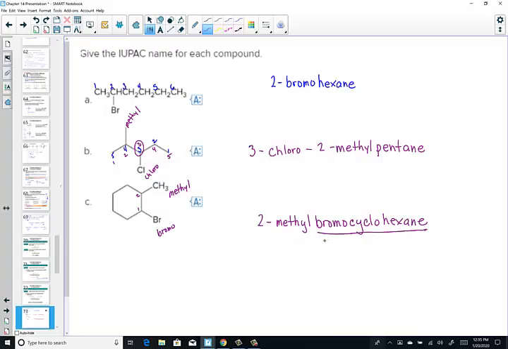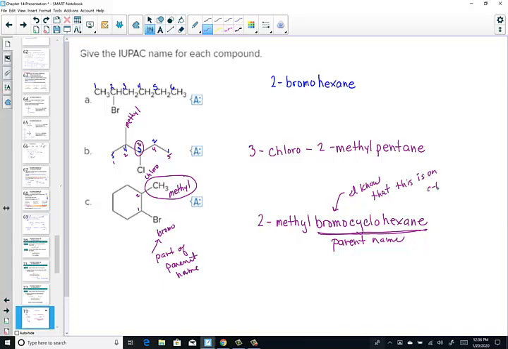Because it does not get a number, I'm not alphabetizing bromo and methyl, right? This is the parent name. And so the parent name involves the halogen already. So I'm not alphabetizing substituent branches. The bromo is part of the name. And therefore, the only substituent I have to number is the methyl. 2-methyl bromocyclohexane, because I know that that's number 1.